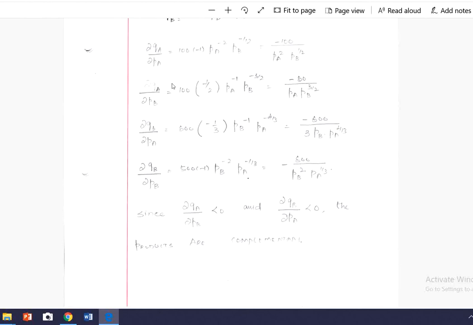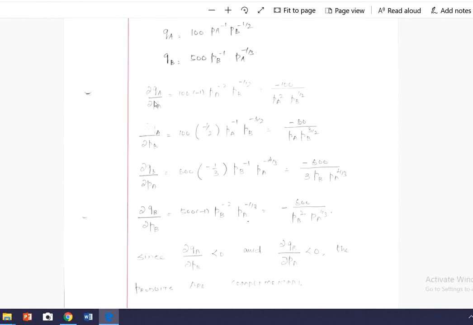First, dou QA divided by dou PA. That means find the differentiation of QA in terms of PA. Therefore 100, PA power minus 1, bring the power to the front, minus 1, then PA power n minus 1, which is minus 2, and write the same term as it is, which is equal to minus 100 divided by PA square into PB power 1 by 2.